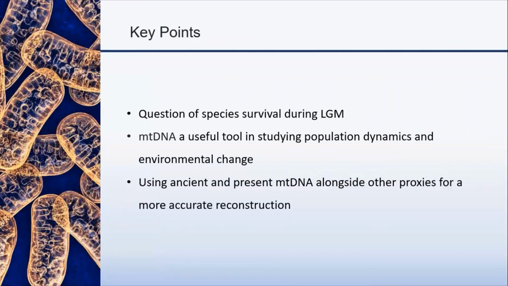Just to wrap up real quick, each article brings up the question of survival during the last glacial maximum, and they suggest different areas that were actually ice-free, previously thought to be covered with ice sheets. Each article also states how useful mitochondrial DNA is as a tool in studying population dynamics and environmental change. They also suggest using ancient and present mitochondrial DNA alongside other proxies for the most accurate reconstruction of the past.